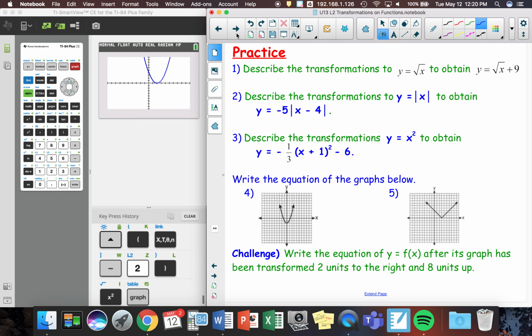Okay, so now you guys have some practice problems here. You guys are going to work through numbers 1 through 5. Yeah, these are just describing easy stuff to do. Write the equations of the graph. Now, challenge. I definitely want you to try this challenge problem. It says write the equation y equals f of x after its graph has been transformed 2 units to the right and 8 units up. It's kind of like what we did just now. It's not that bad. I think you guys can handle it.